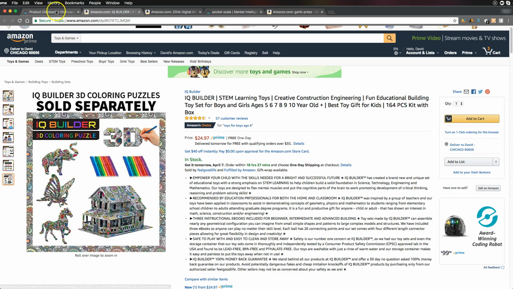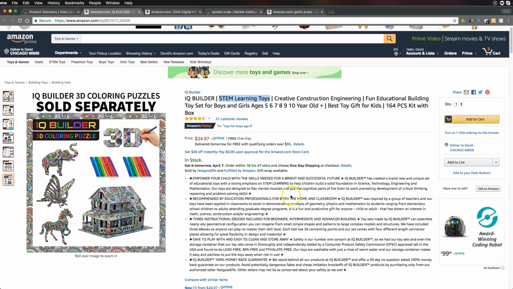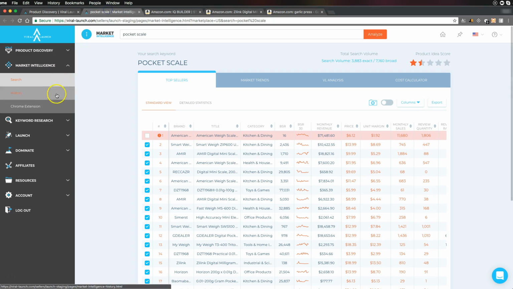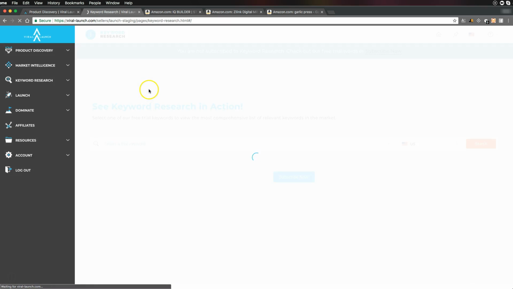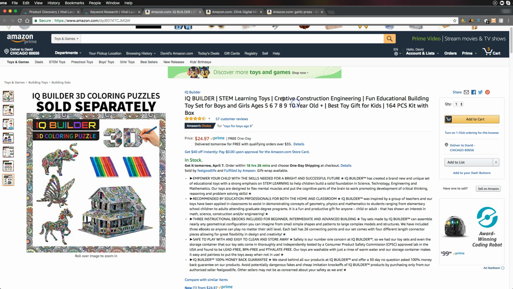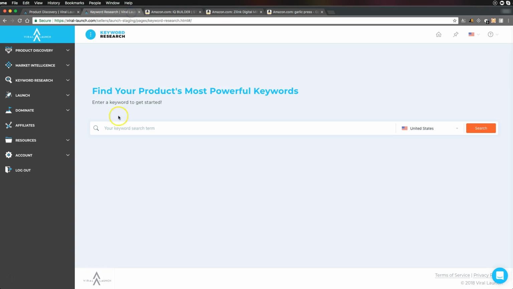We found a good product using product discovery, but now we have to analyze the entire market to see if it's competitive or not. Because just because this one listing is doing really well on Amazon, that does not mean that the entire market's doing well. So we go back to our keyword research tool, we hit search, and all we got to do is find one of the main keywords, right? So we could do STEM learning toys, creative constructive engineering, toy set for boys. So for now, I'm just going to do STEM learning toys, right? Usually the main keywords are somewhere in the beginning of the title. It's really easy to find them. It's really common sense. You just have to look at the product.